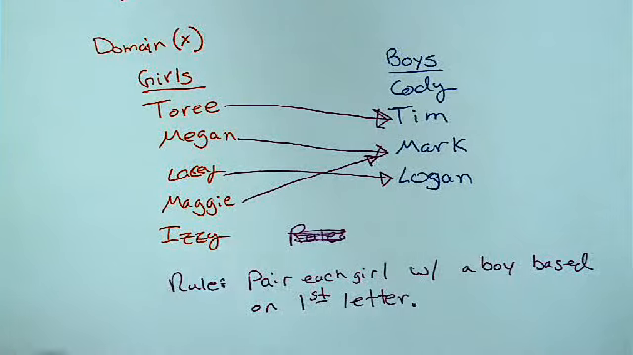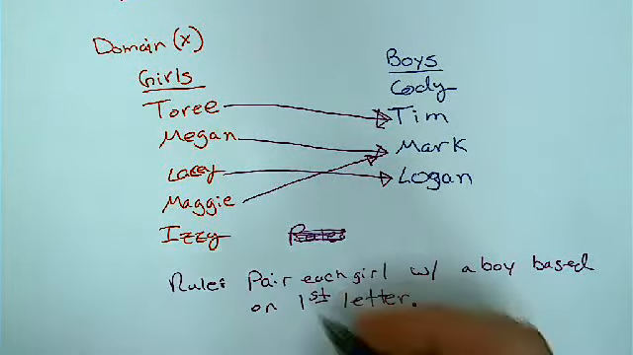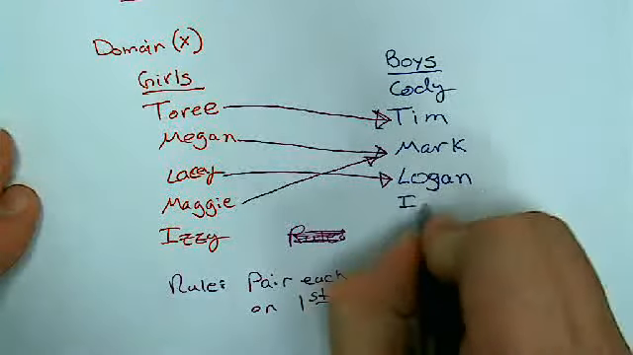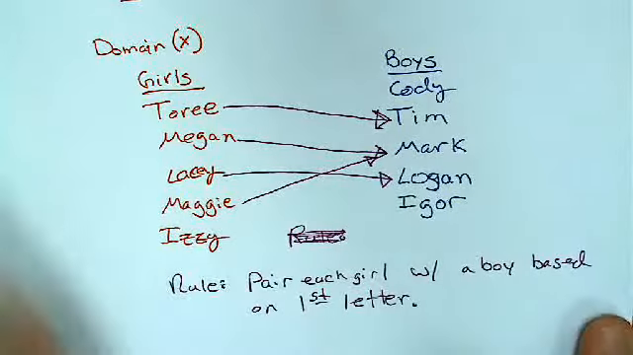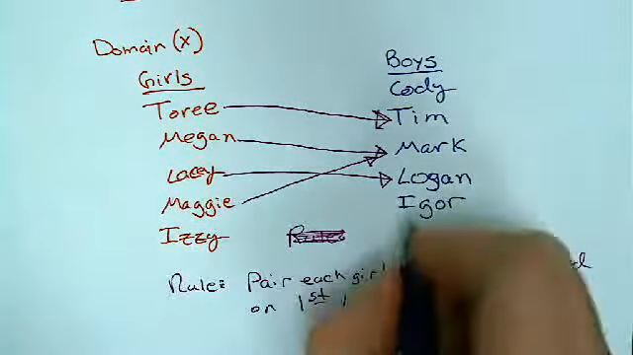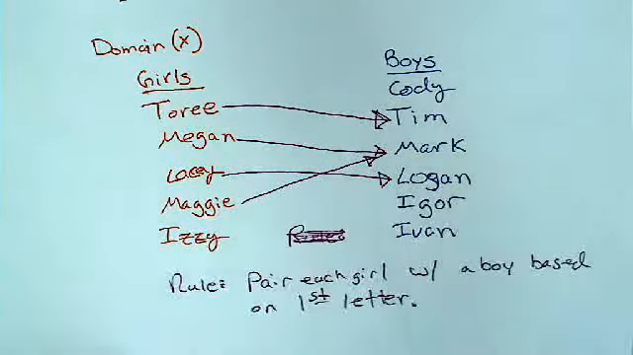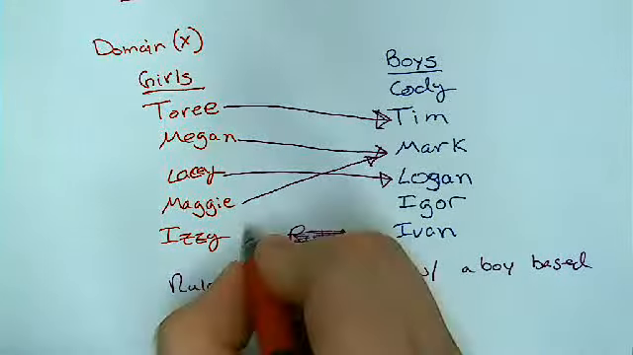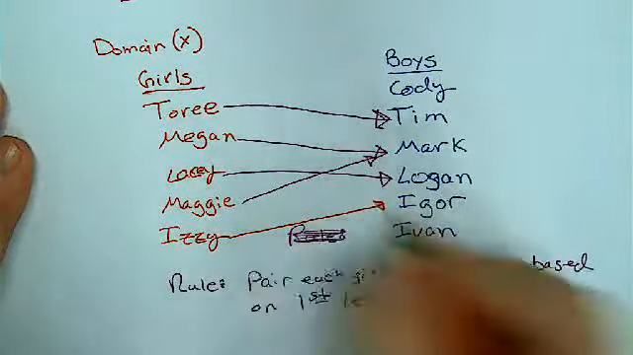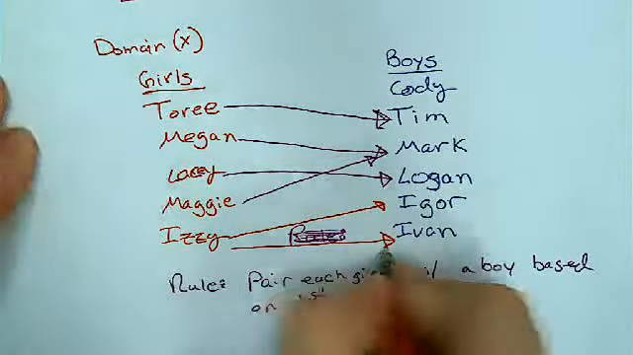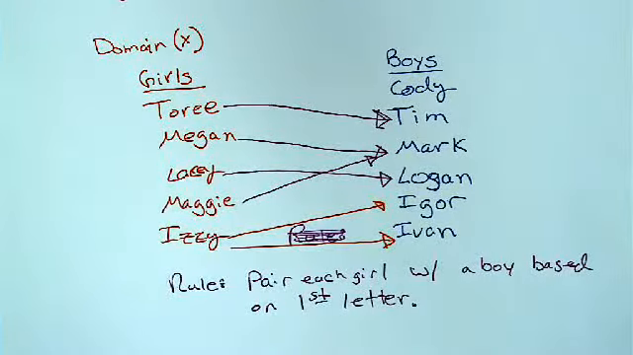So let's get some guys involved in this in order to make this a little easier here. I'm going to add in Igor and Ivan. There we go. So now Izzy is paired with Igor and with Ivan. Oh no, it's not a function. Wait, why is it not a function? Because only one input has one.